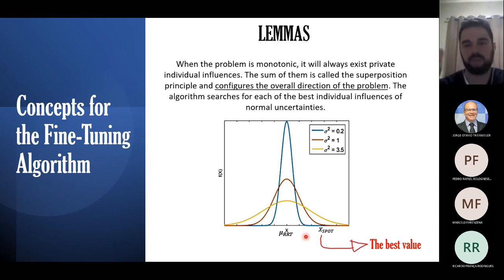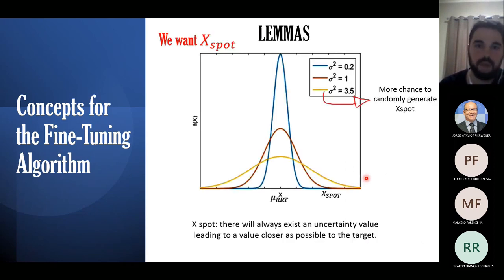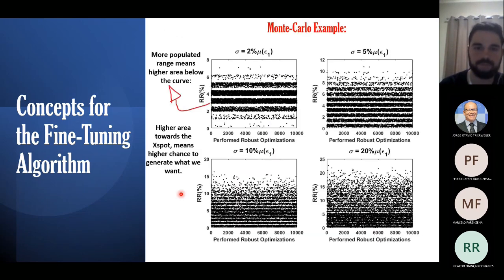This is obvious. We have to have some value that, when we substitute it in the model, will get closer to a specified value, okay? And it's all about probability. So we want X spot. The orange curve has more chance to randomly generate X spot, okay? This is illustrative. And X spot, what is it? There will always exist an uncertainty value leading to a value as close as possible to the target.